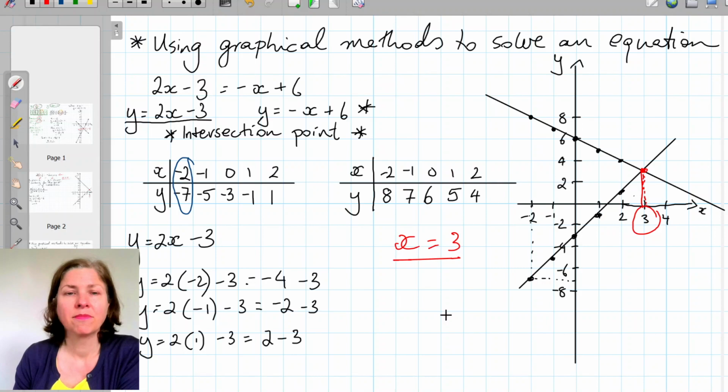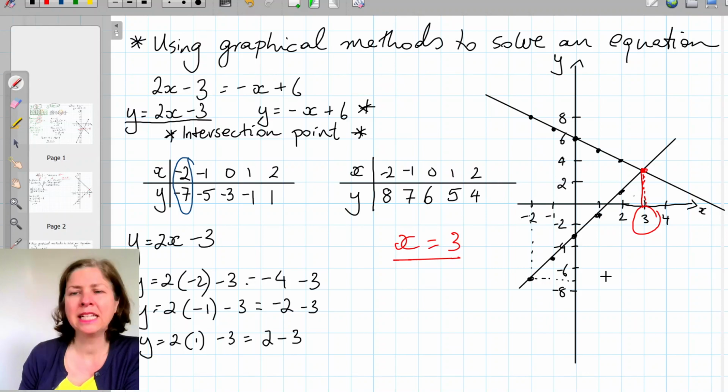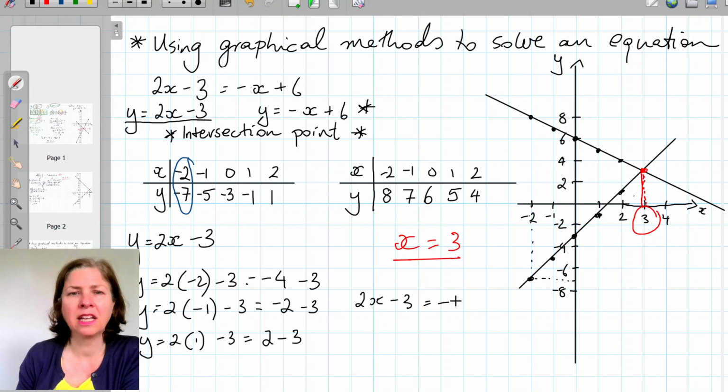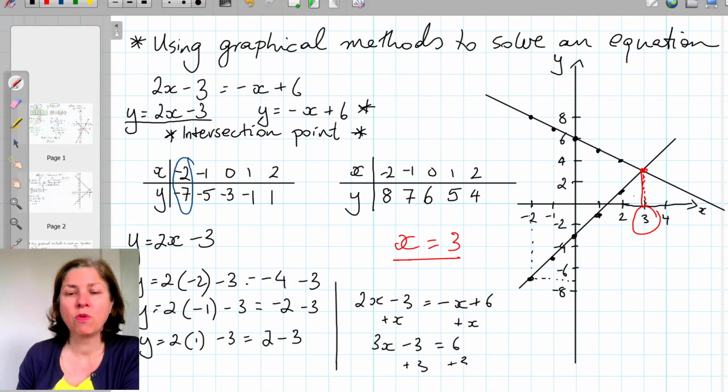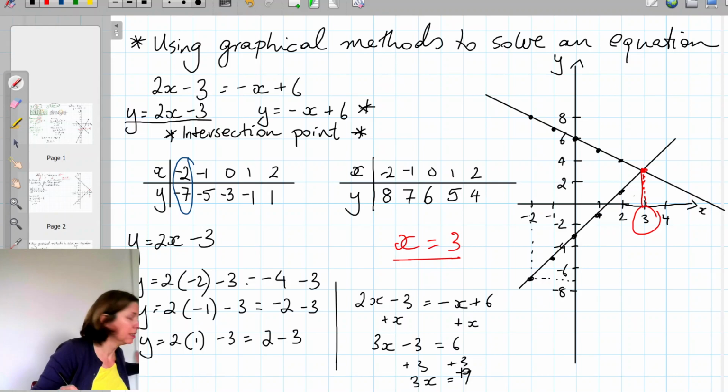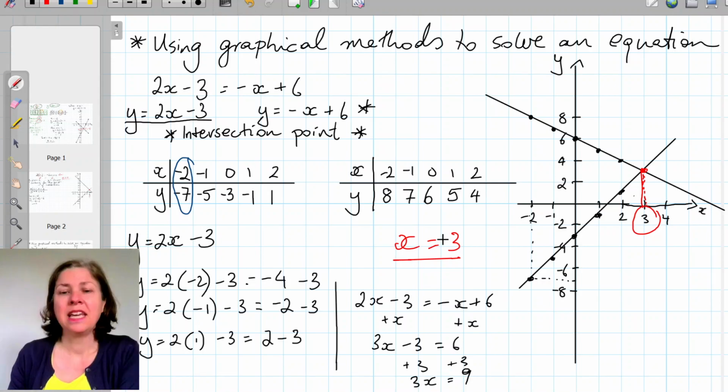Now, if I did that using algebra, it would have been a lot quicker, but let's check that I would have gotten the same answer. 2x minus 3 equals negative x plus 6. I'm going to start by adding x to both sides of the equation, plus x here and plus x here. So that's going to give me 3x minus 3 equals 6. And then I add 3 to both sides of the equation, which gives me 3x on the left equals 9 on the right. 3x equals 9 is going to give me x equals 3. And that's going to be the same answer.